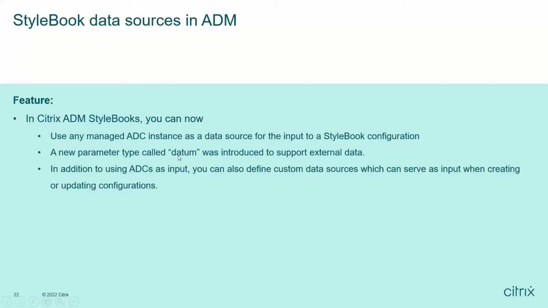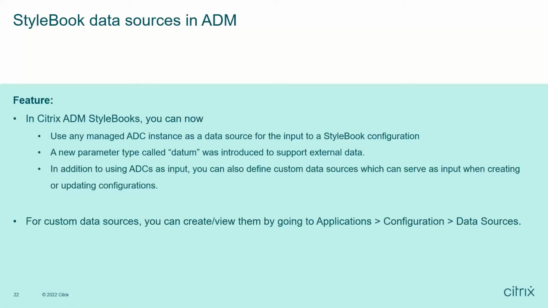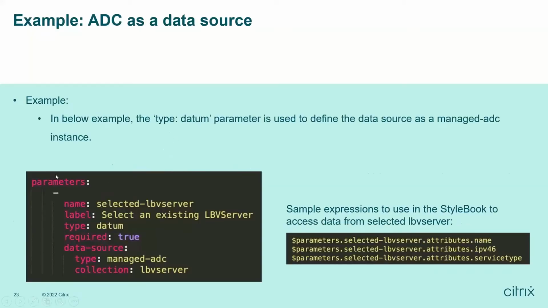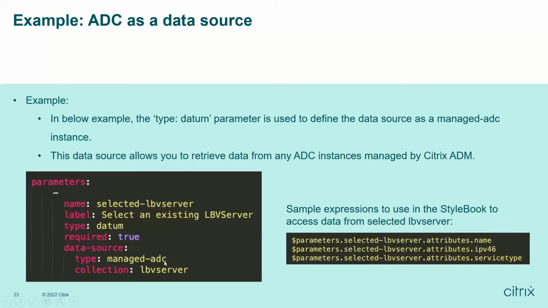We've introduced a new parameter called datum for helping with such use cases. And you can create your own data source by going to the app and going to configuration, which is the Stylebooks module, and creating your own data source here. So let's see an example of how you create it here. In this example, you can see that there's a new data type introduced called datum. This parameter section is where you define all the details. I'm sure you would be aware of that in a stylebook definition. So you give the type as datum, and then in the data source, mention the type as a managed ADC. And you can reference any particular value from that ADC, like giving parameters dot selected LB vServer attributes and its name, IP address, or service type. So this is how you can reference entities.